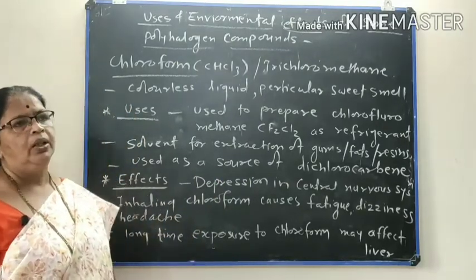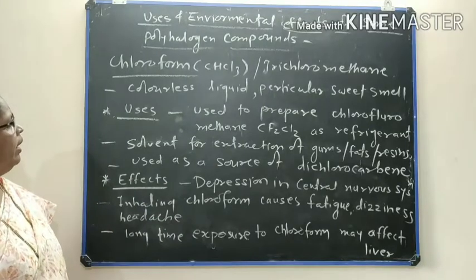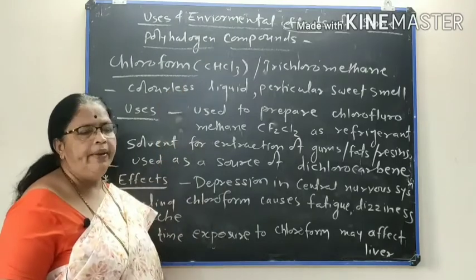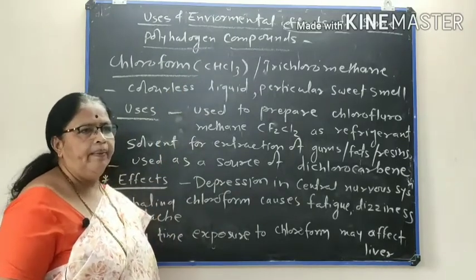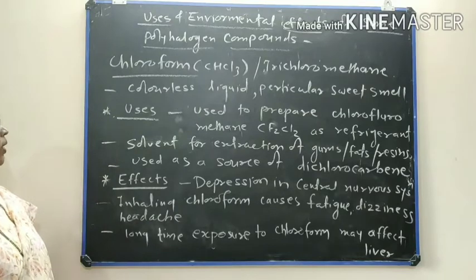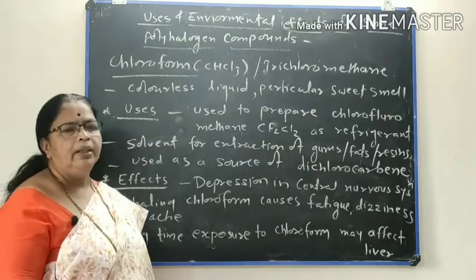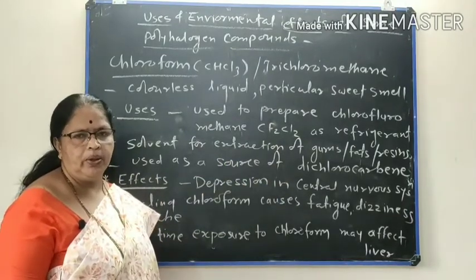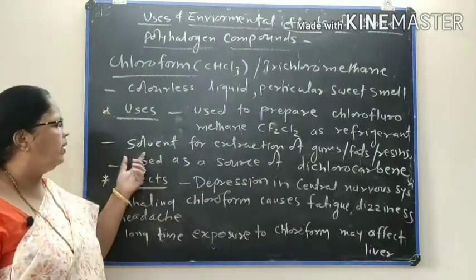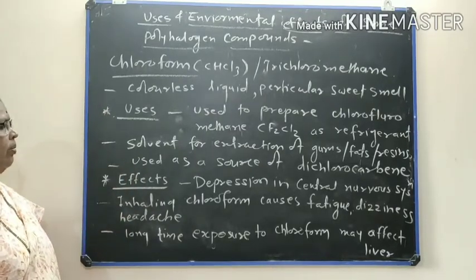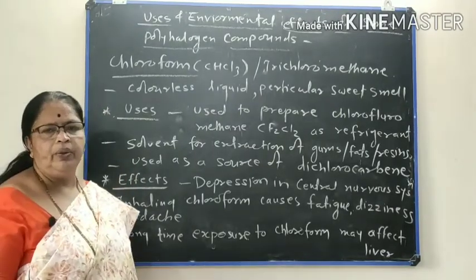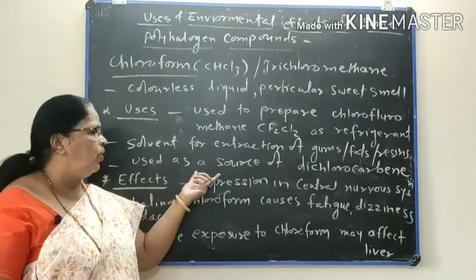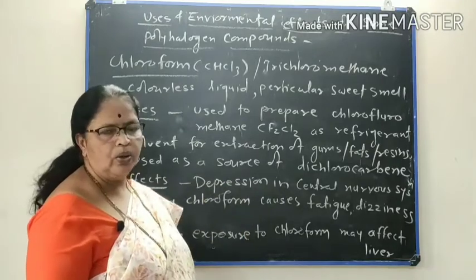Once again, chloroform, CHCl3, is also called trichloromethane. It is a colorless liquid having a particular sweet smell. What are its uses? First, used to prepare chlorofluoromethane, that is difluoromethane, as a refrigerant for the cooling process. Second, it is used for the extraction of gums, fats and resins, as a solvent. And next, it is used as a source of dichlorocarbene.